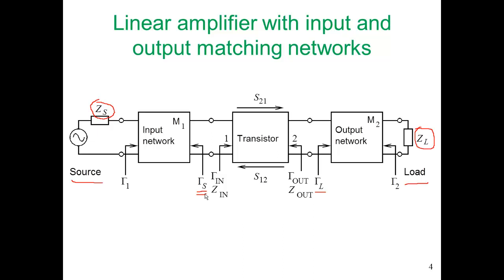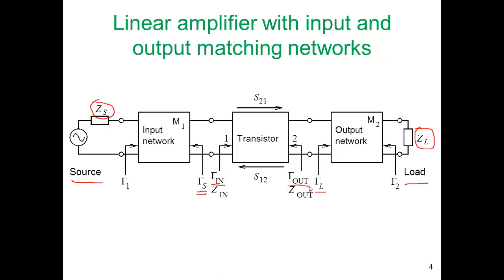Gamma L is the same thing, looking into the output network from the transistor. The input of the transistor is gamma in. It won't simply be S11, it'll be modified by the other S parameters and the load. And the output reflection coefficient of the transistor will be gamma out. So that's the reflection coefficient we're going to see looking into the output of the transistor.